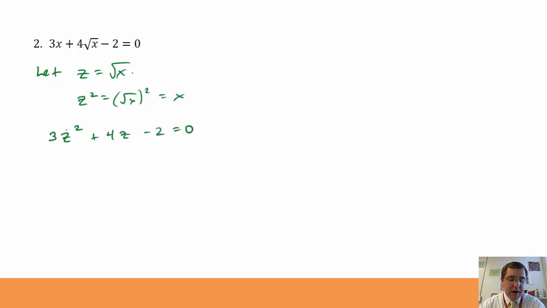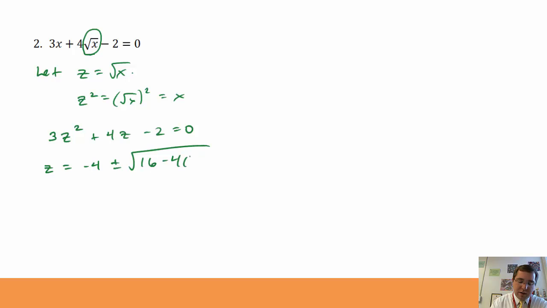So let z be the square root of x, the expression there, which is really what is being squared to get the x at the front, because the square root of x squared is x. So z squared is x. Now I can solve this for z, and it turns out not to be factorable, so I can use the quadratic formula. Since I'm solving for z right now, z equals negative b, which is negative 4, plus or minus the square root of b squared minus 4ac, so that's 16 minus 4 times 3 times negative 2, all over 2 times 3, 2a.